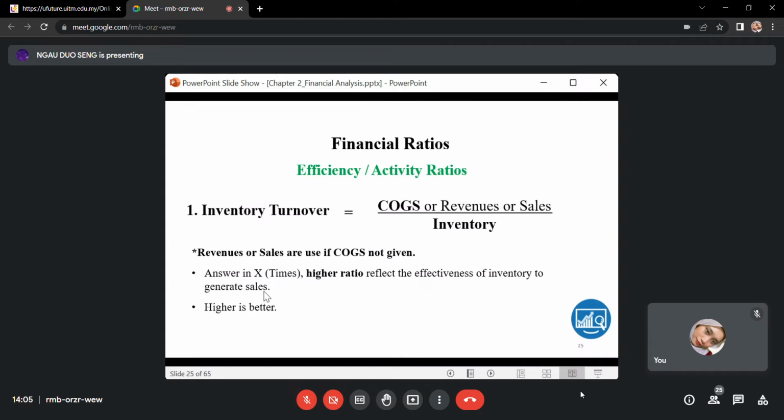So the answer is in times, how many times? 2 times, 3 times. A higher ratio reflects the effectiveness of inventory in generating sales, meaning inventory is generating more sales. So higher is better for this one.